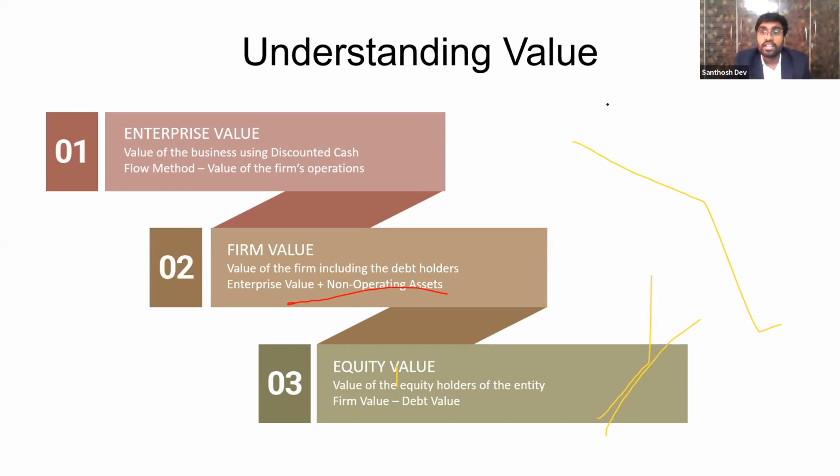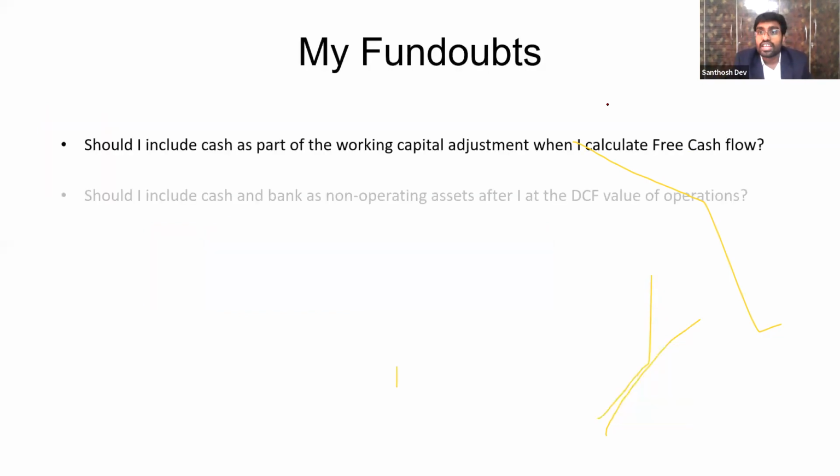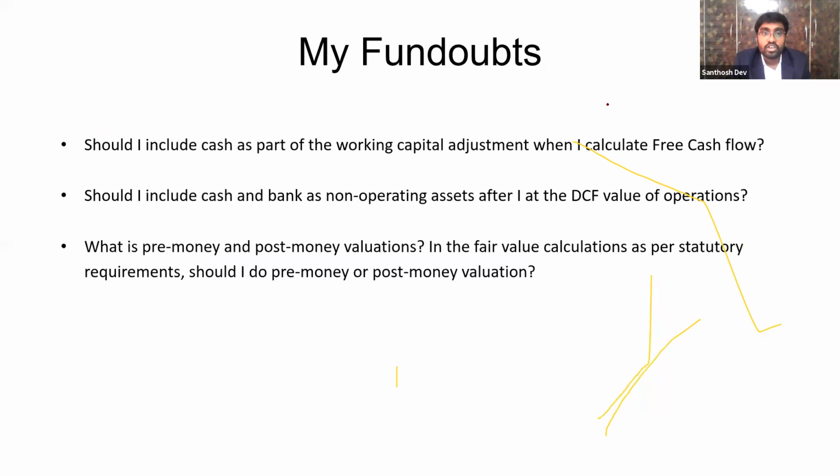Now, let me quickly run through a few doubts I have, and you can give me some reasoning for them. I'll quickly run through them, but probably not the answers. Should I add cash as part of the working capital adjustment when I calculate free cash flow? Don't adjust cash as part of your working capital adjustment. It goes again to cash flow statement tenets. It might be a simple doubt, but I have seen 2-3 people adding cash as part of current assets when they are working out the free cash flow.